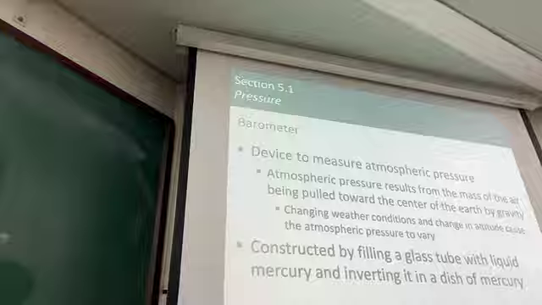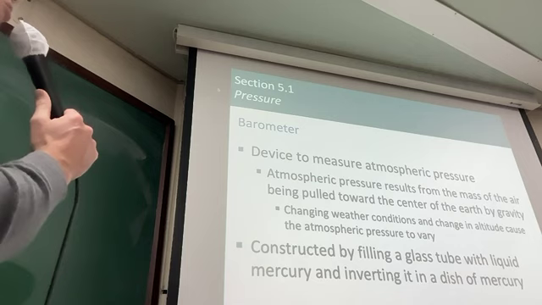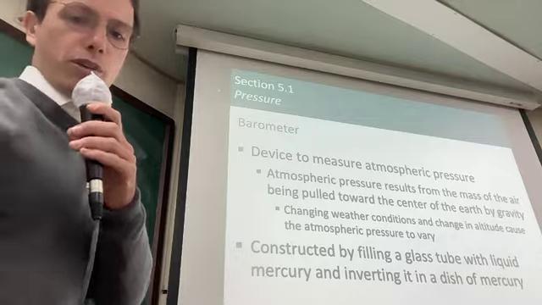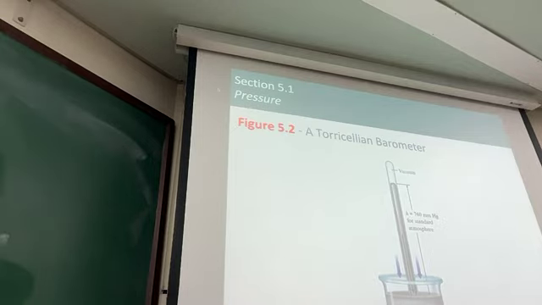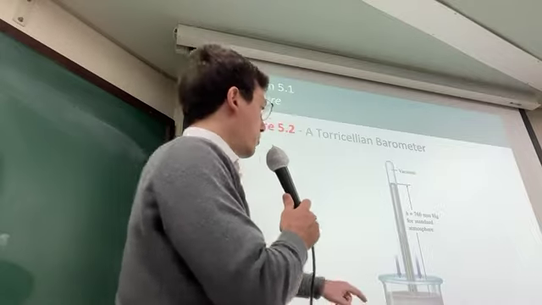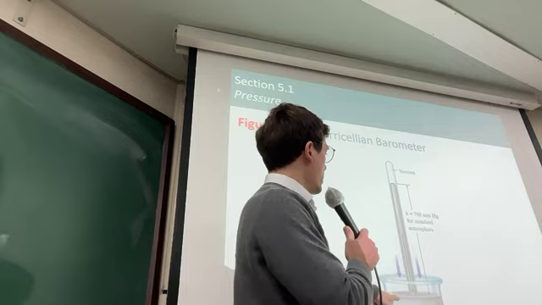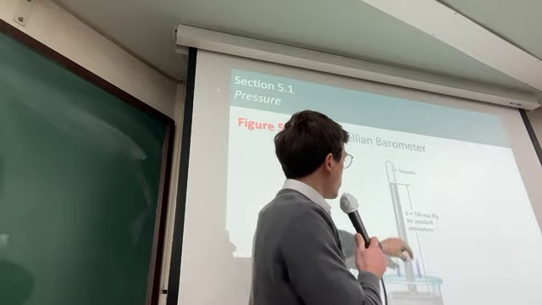Well, if you think about it, you have a glass tube and you fill this with a liquid and then you invert it in a dish of mercury. Okay, sounds weird, but this is how it looks. So you have mercury, which is a liquid metal, so it has a very high viscosity. You have this here, and then you have this long tube.